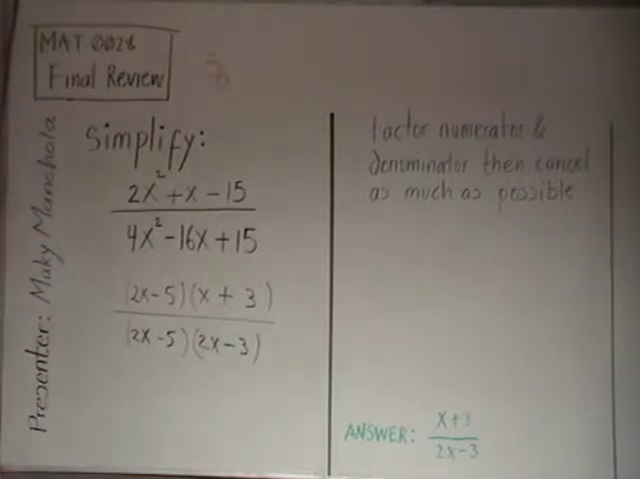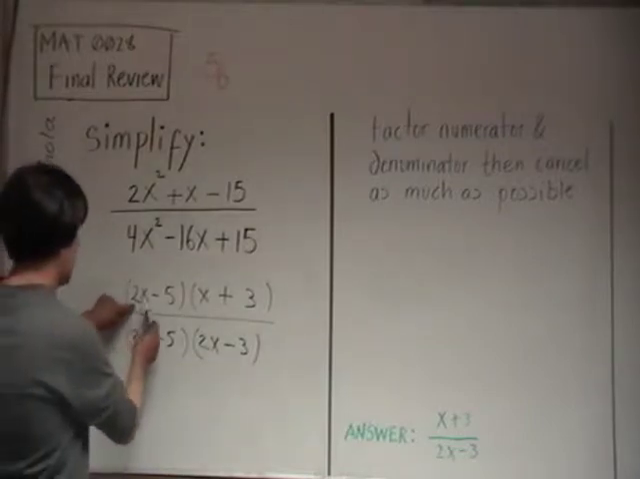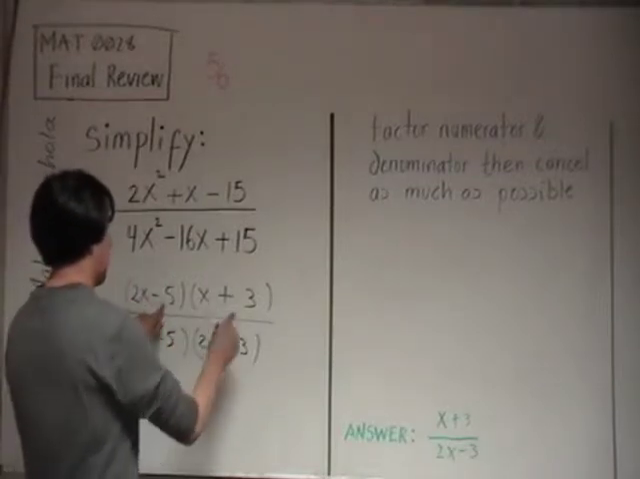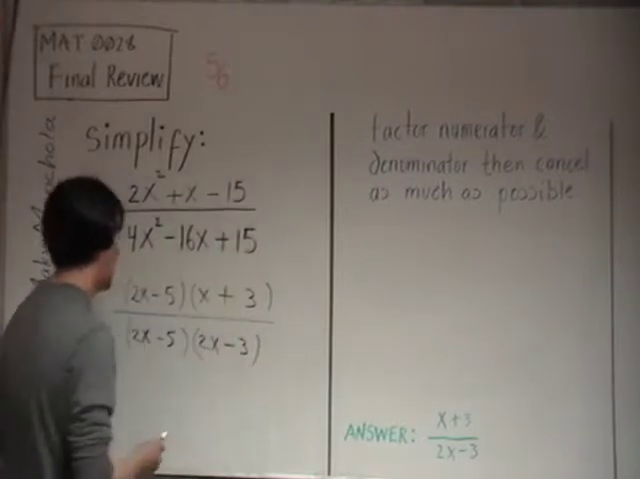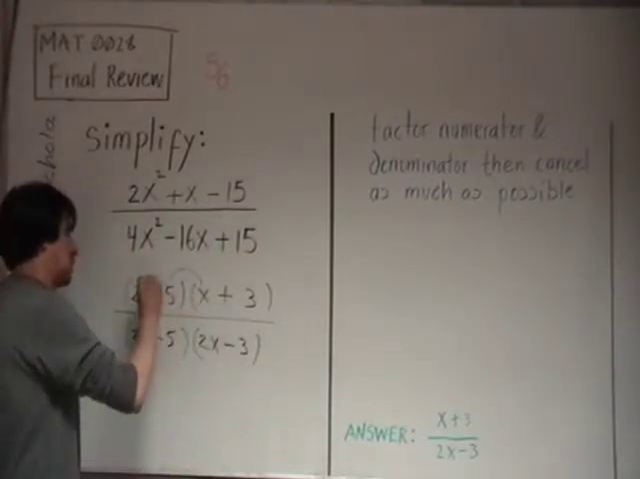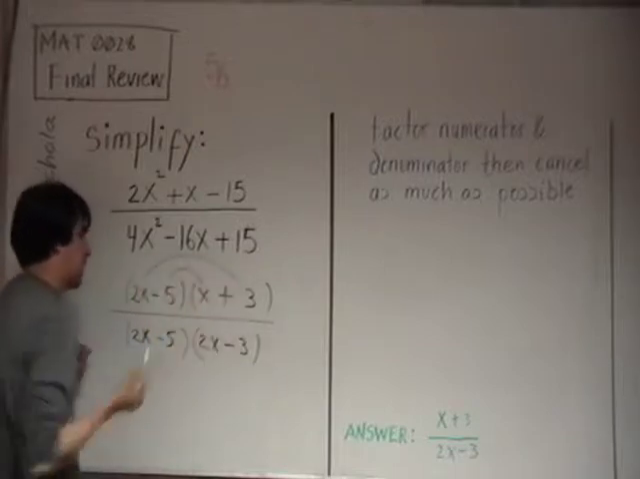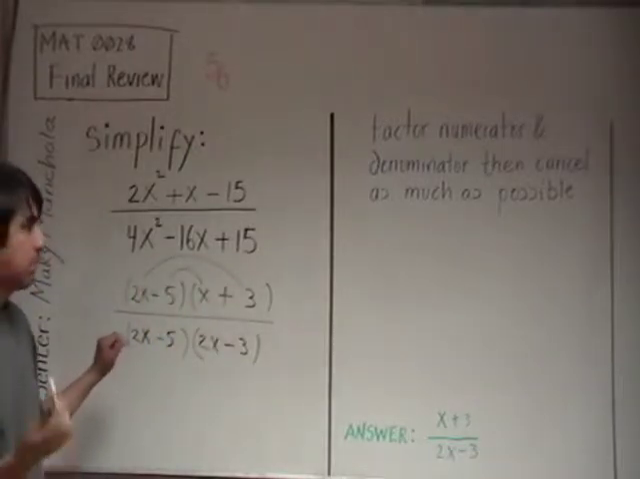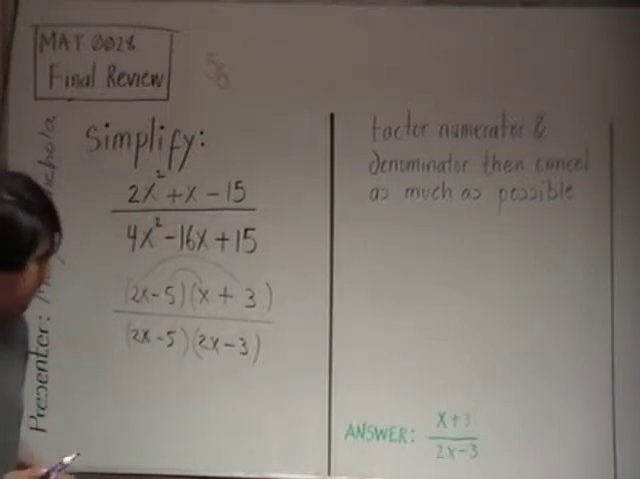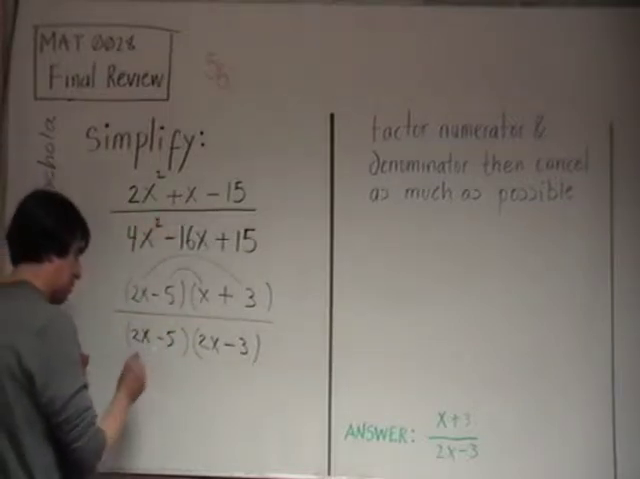We could check that this is correct. 2x times x, 2x squared. Negative 5 times 3, negative 15. Negative 5x plus 6x, x. So the top checks.